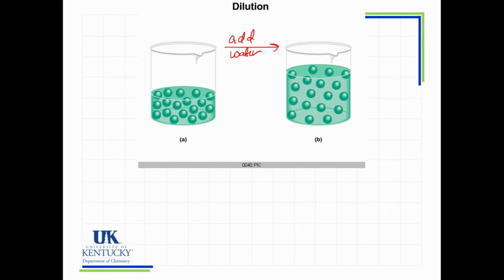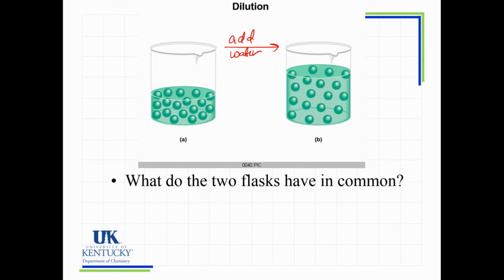Is the number of moles of solute, the green balls, changing? You might want to stop and verify, but the number is not changing, because we didn't add any of those or take any away, we just added water. But is the concentration changing? Concentration is moles per liter, and our liters went up. If liters are going up and it's in the denominator, the concentration is going down.